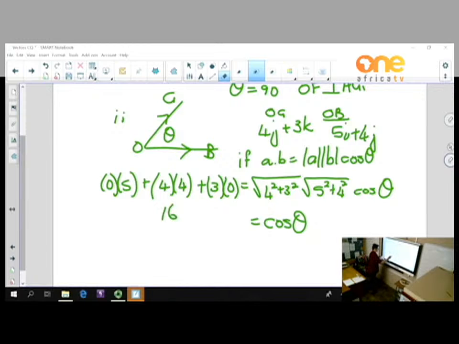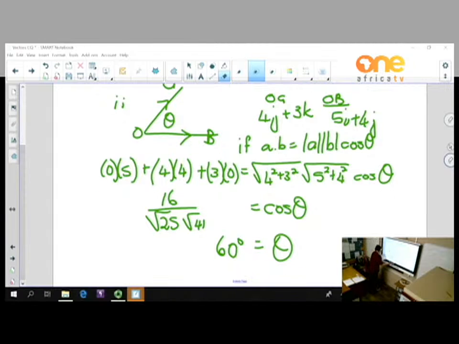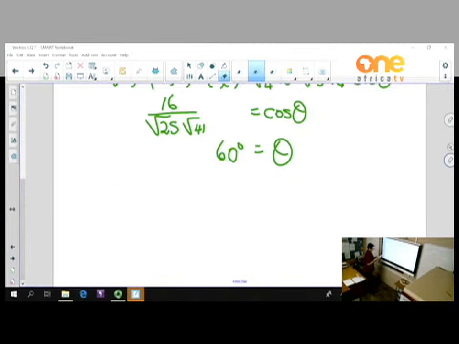So I got now 16, and this one is then the square root of 25. And this one is the square root of 41. Second function cosine, to find that angle there, and my angle is 60 degrees. And then the last part of the question says, show that the midpoints of OF and AG coincide.